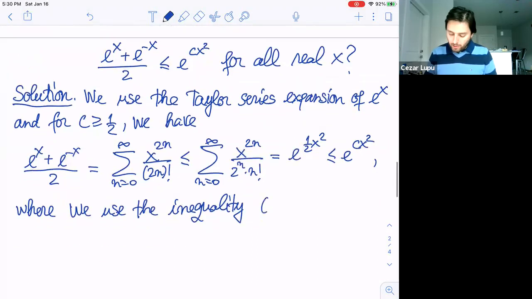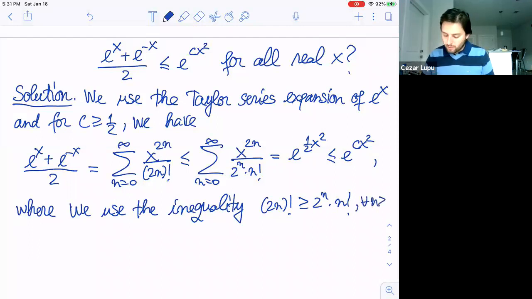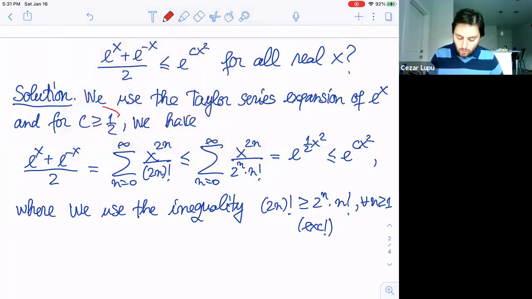and here we use the following inequality: 2n factorial is greater than 2 to the n times n factorial. Anyway, that's pretty easy to see. It holds for all n greater or equal than 1, and I'll leave this to you as an exercise. You can prove it by induction, or just by computations and so on. All right, so we have seen that for c greater than 1/2, we have this inequality here, which is great.